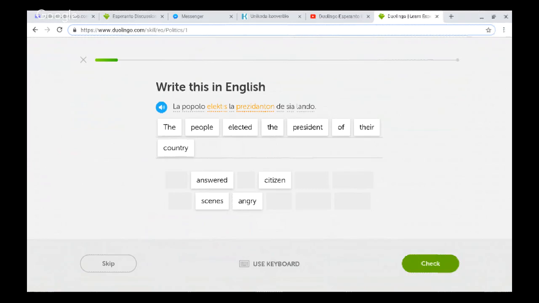But it's my understanding that the course authors consciously elected not to use the word presidente, which, in my opinion, is the more common word for the president of a country. So the presidente would be a president of an association, and you can use it for the other meaning as well. De sia lando. All right, I'm going to spend all day talking about this. Sia refers to la popolo. It's reflexive.